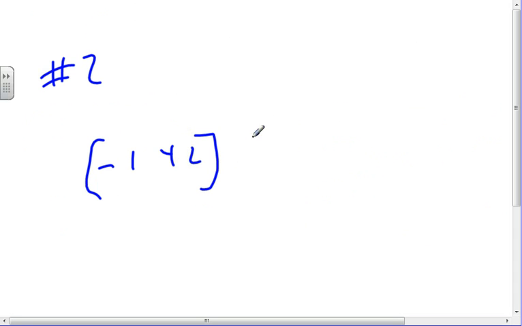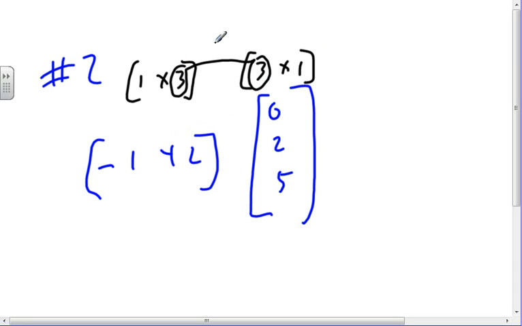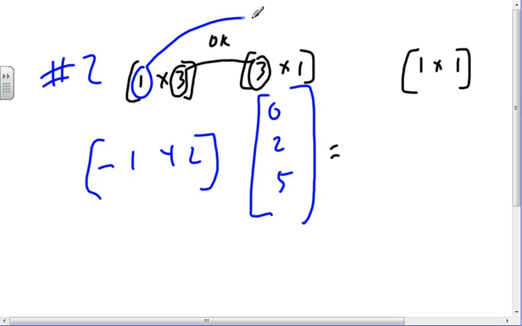Okay, so I'm looking at problem number 2. Problem number 2 says minus 1, 4, 2 times 0, 2, 5. The first thing I do is look at the order. This guy's 1 by 3. This guy's 3 by 1. I see that my number of columns here equals my number of rows there, so I'm okay. My answer is going to be a 1 by 1 matrix. How big is a 1 by 1 matrix? It's like one number, right?